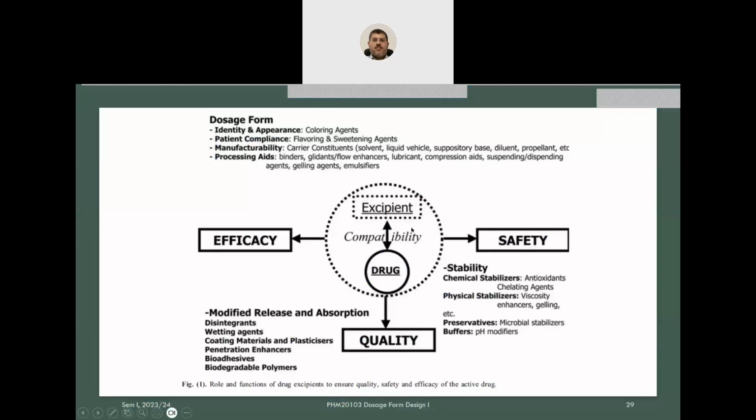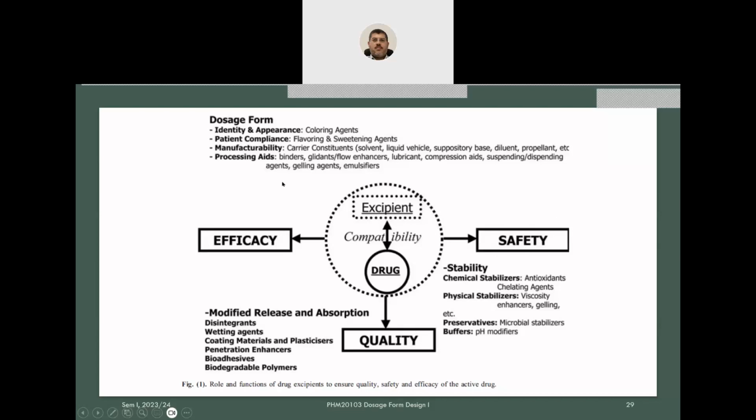So in any formulation, as you see here, the role and function of the drug excipient is to ensure quality, safety, and efficacy of the active ingredient. Okay, how to ensure, as we mentioned, that in each dosage form we use excipient plus drug. They should be compatible with each other. They don't interact chemically or physically. So my product will be stable for the shelf life. Stable means it will have the required efficacy, which will not change, the safety will not change, and it has the required quality that will not change.